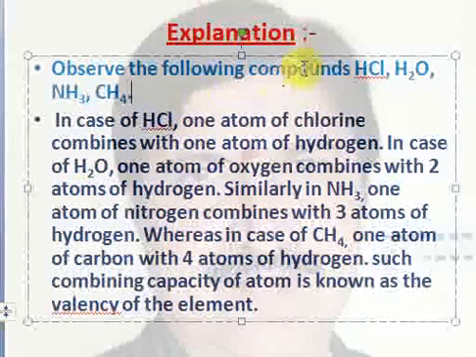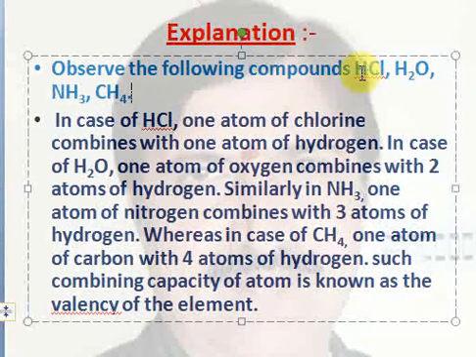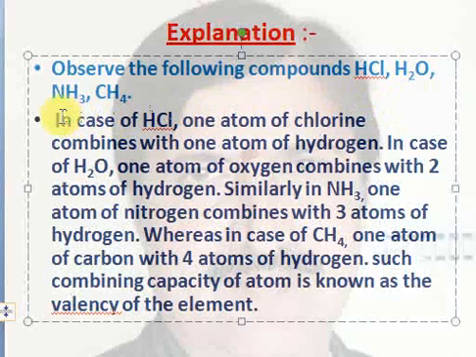So on this basis we can say combining capacity of chlorine is 1, combining capacity of oxygen is 2, combining capacity of nitrogen 3, combining capacity of carbon 4. That means valency of chlorine 1, oxygen valency 2, nitrogen valency 3, carbon valency 4.